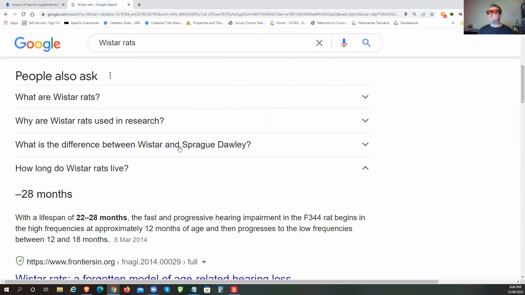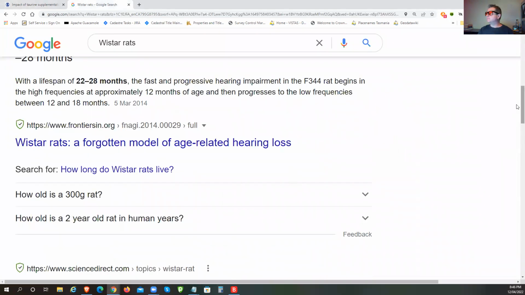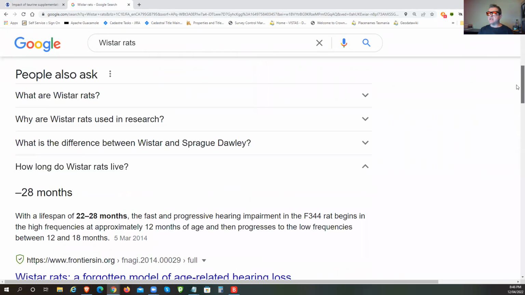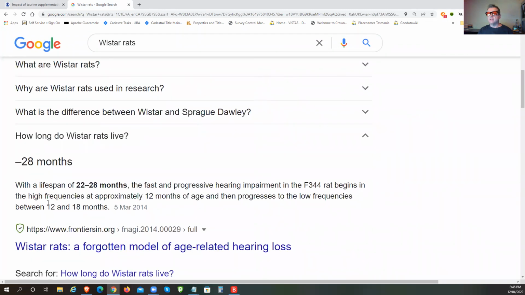Now, we'll look at the actual rat. This is the rat. I'll just show you here. There's the rat. Wistar rat. It's an albino type rat. So that's its weight. And it usually lives between 22 and 28 months. So we can have a perspective.